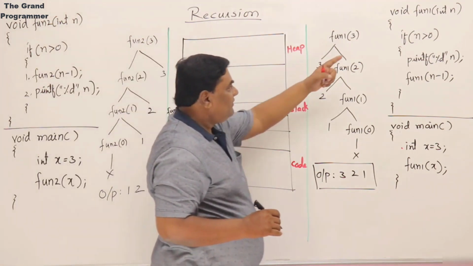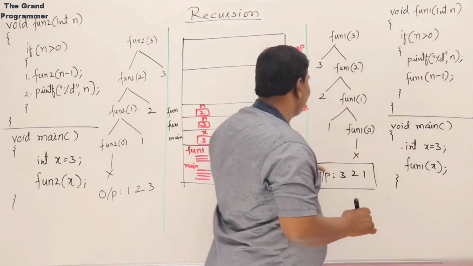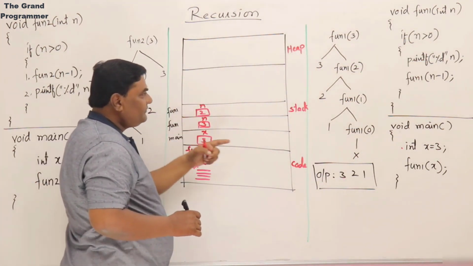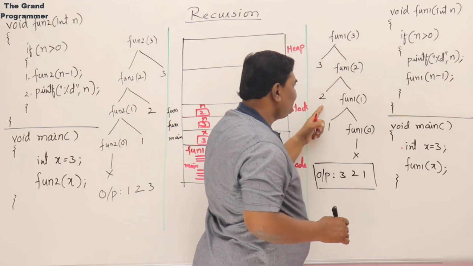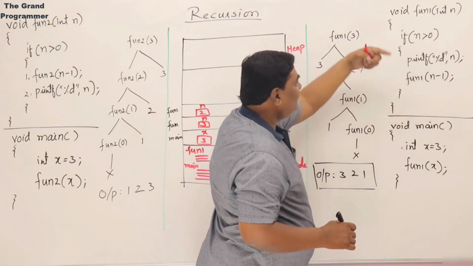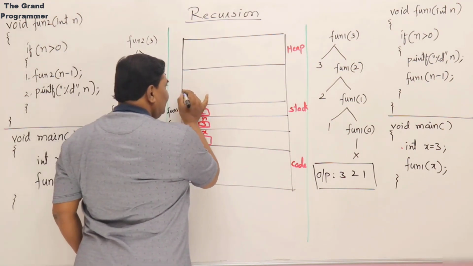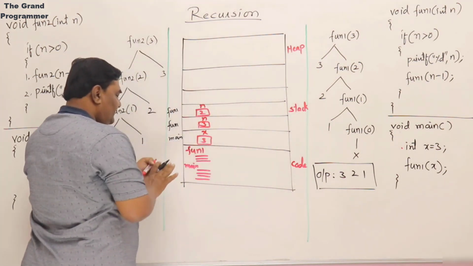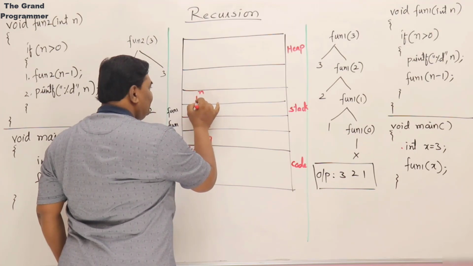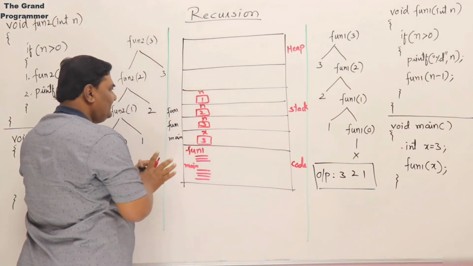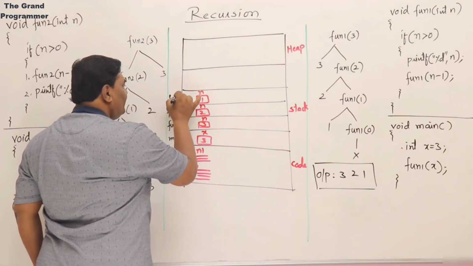Now in that second call, again it checks if n is greater than 0. Yes, 2 is greater than 0. So printf, 2 is printed. The next line, call again with n minus 1. Right now n is 2, so again a new call, again an activation record is created, and variable n is created with value 1. And this is again a call for fun1.